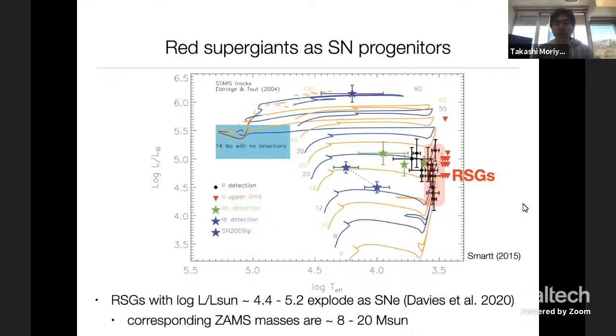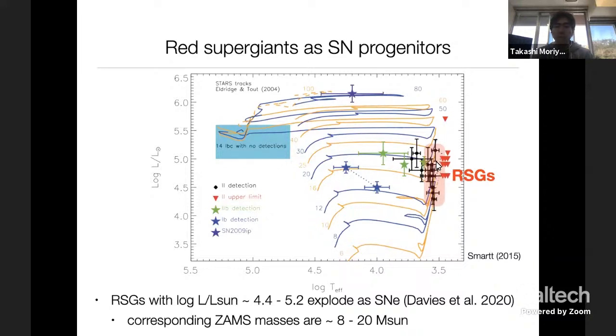We now have dozens of cases of such confirmed disappeared red supergiants, and we can plot the properties of these disappeared stars in the HR diagram and compare with theoretical star evolution tracks. And these black dots are basically those stars which were confirmed to be progenitors of supernovae, and which were red supergiants. And well, these upper triangles are the upper limits they got.